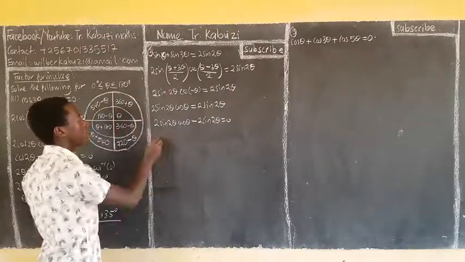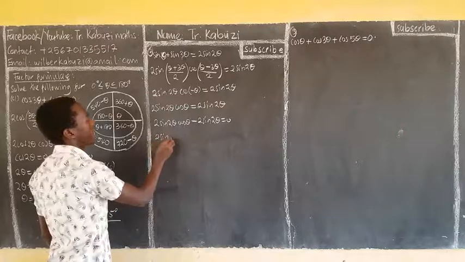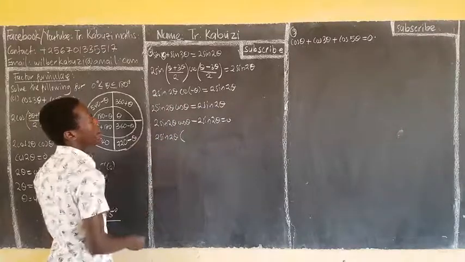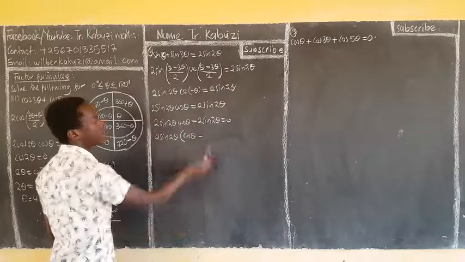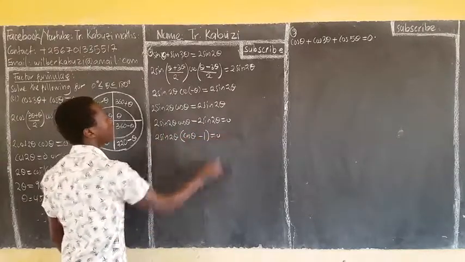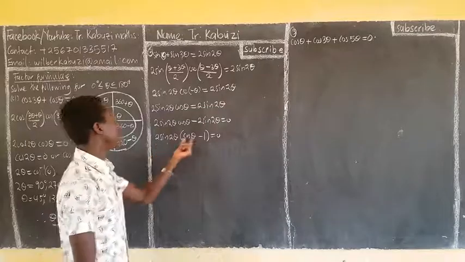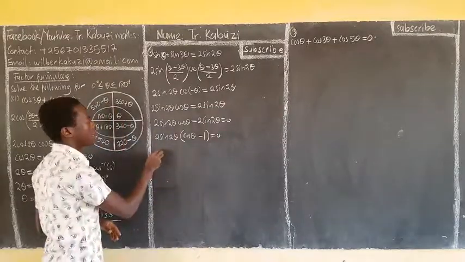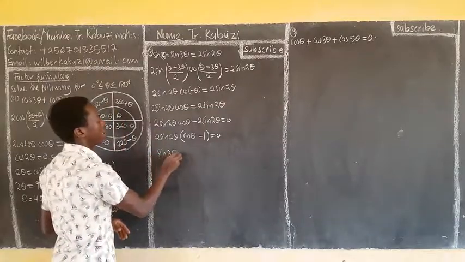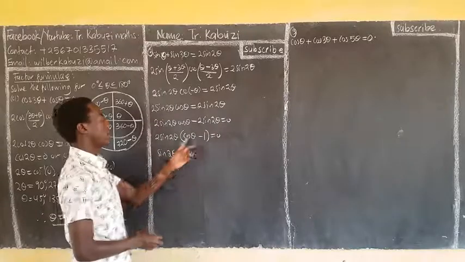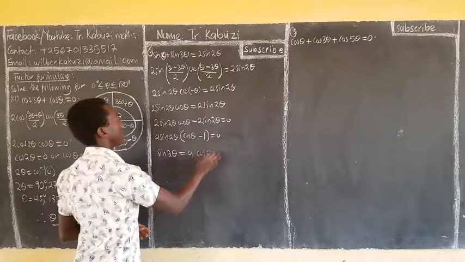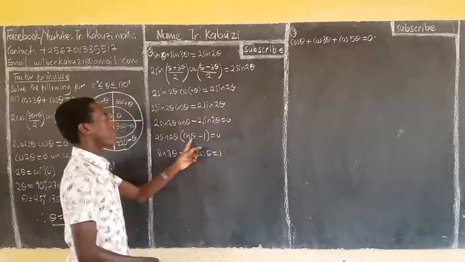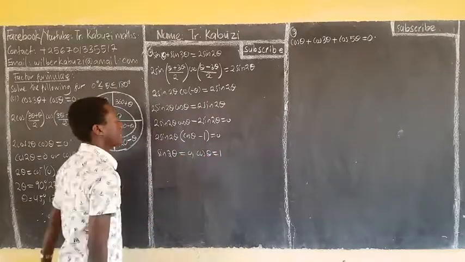If you factorize it out, you have 2 sine 2 theta into, now, when I move this side, I have cos theta, then minus 1, equal to 0. So now, either sine 2 theta is 0, or cos theta equals 1. When I put this to 0, and I take this as what I have.